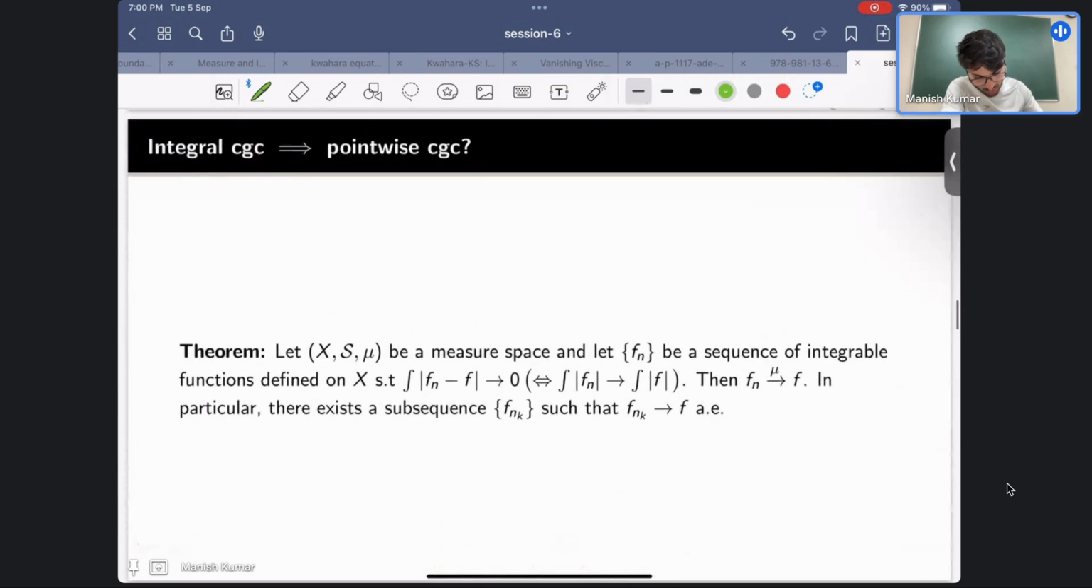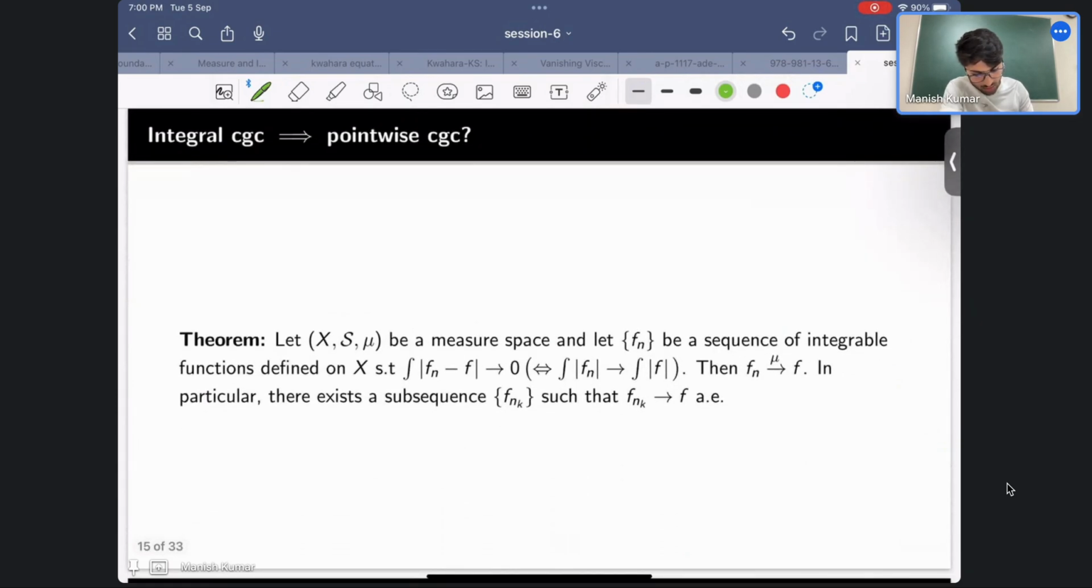As I was saying above, does integral convergence imply pointwise convergence? The answer, as I said earlier, is that it is not true.